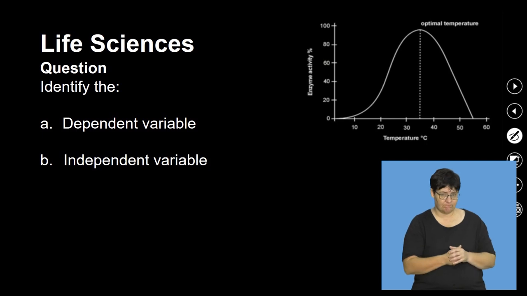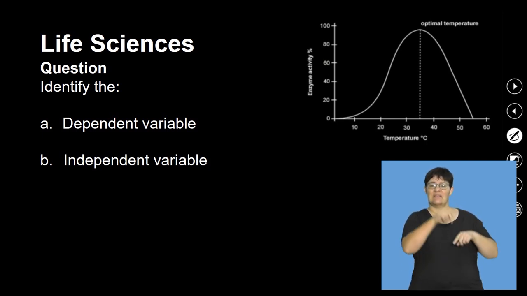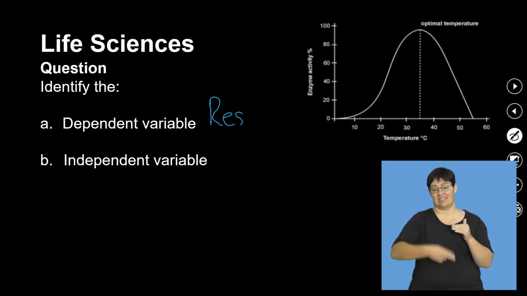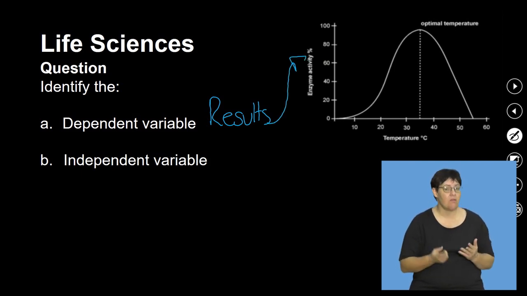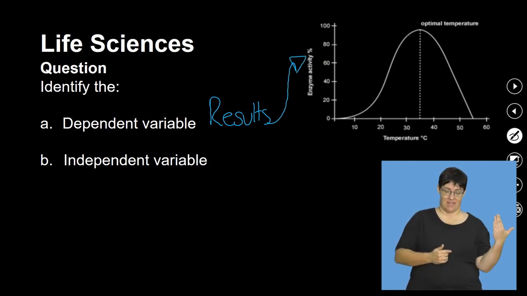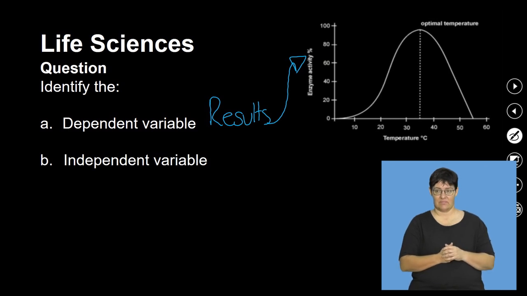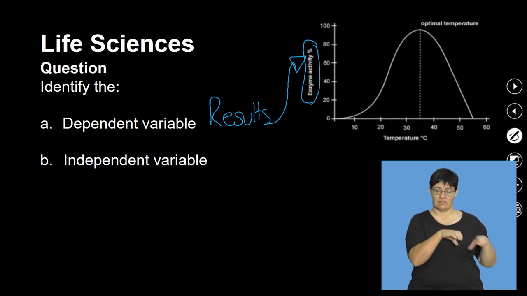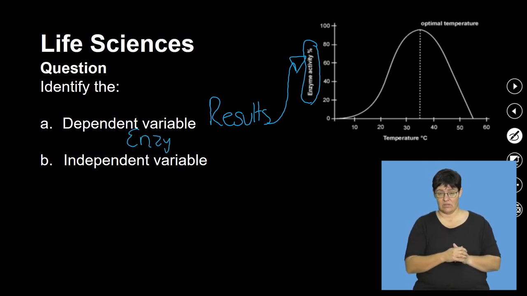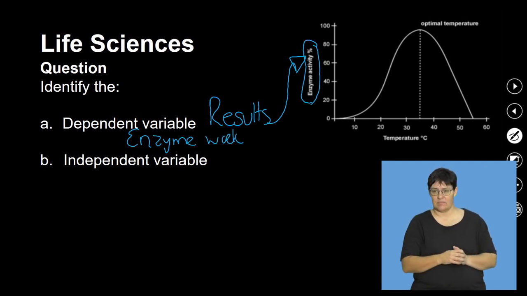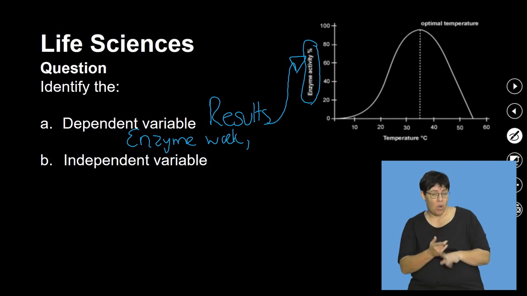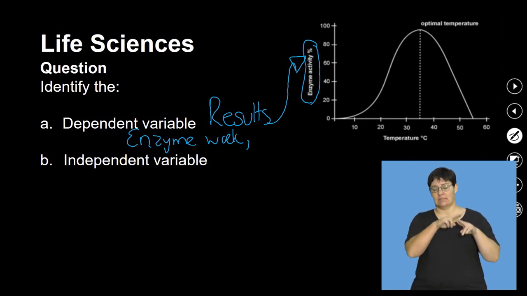Scientific, here we need to go. What is the dependent variable? The dependent variable is the results. And where do we put the results? Always on the y-axis. So what is the dependent variable? It's enzyme activity, the percentage. In other words, how does the enzyme work? Is it working or isn't it working? That is my dependent variable.